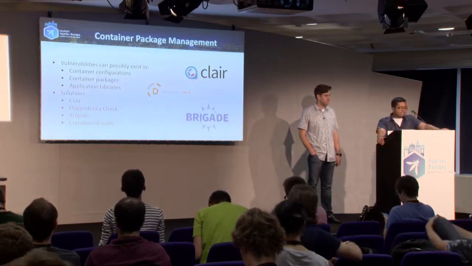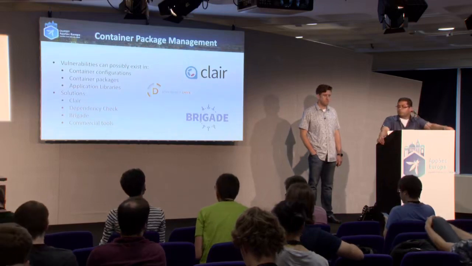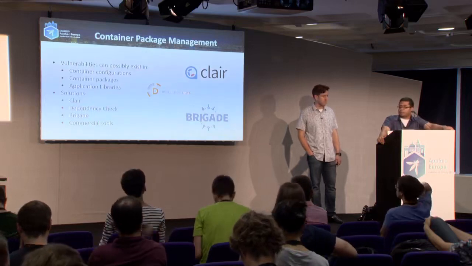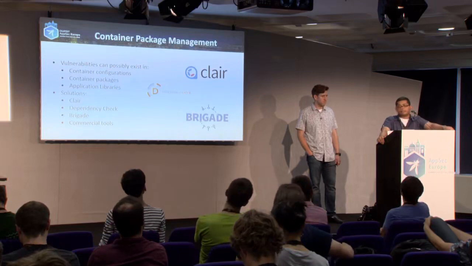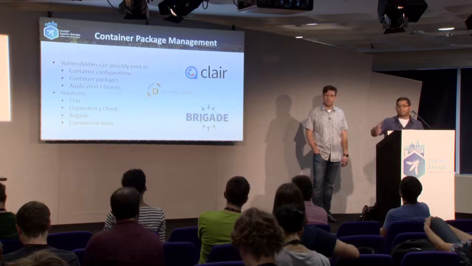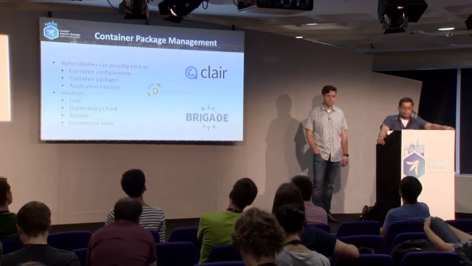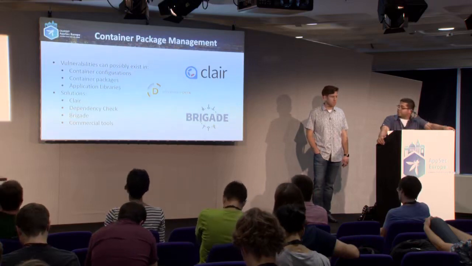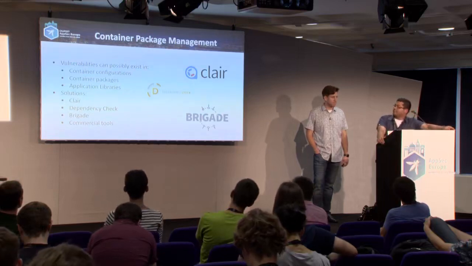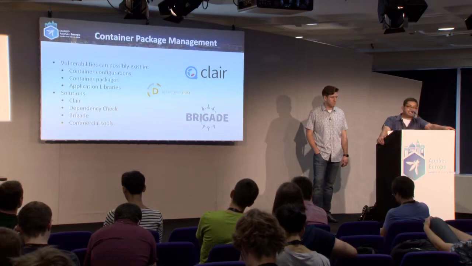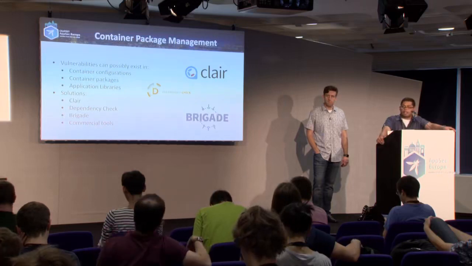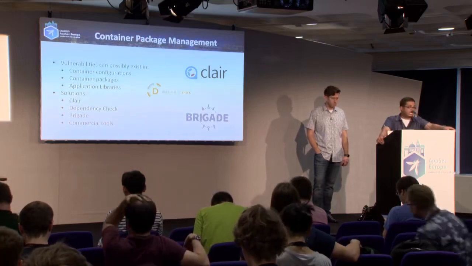Clair is a vulnerability scanner for your containers. It works by taking a look at the components within your container and matching them against its own known list of vulnerable components. If it detects any matches, it'll throw an alert that you potentially have a vulnerable component running within your container. Dependency Check, I hope everybody in this room knows what it is, but for those who don't, it is an OWASP flagship project. It scans your application's third-party libraries to determine if there are any potential vulnerabilities within them.